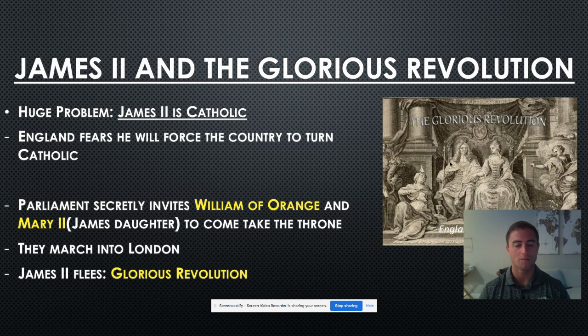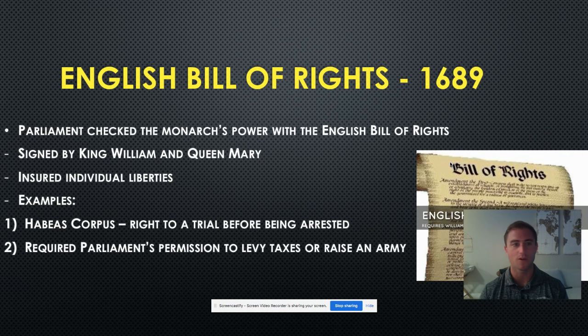Now that William and Mary are very happy that they were invited by Parliament to rule over, at this point, the strongest country in the world, they are going to be asked by Parliament to sign the English Bill of Rights. And the English Bill of Rights, once again, is going to limit the power of the monarchs in the eyes of the people. It ensures individual liberties that people have. One such example, habeas corpus, the right to a trial, also requiring Parliament's permission to levy taxes or to raise an army. Okay, so we have all these protections of English civil liberties.